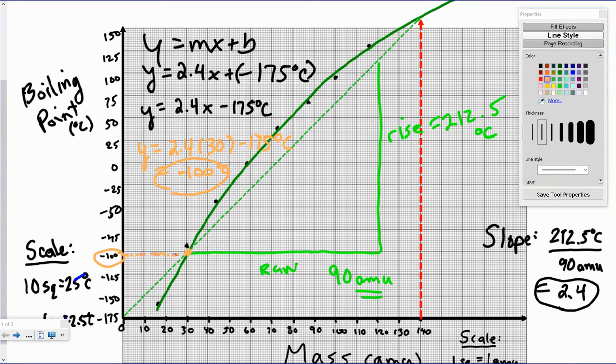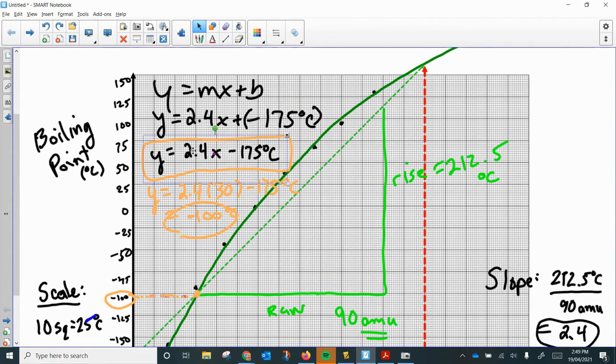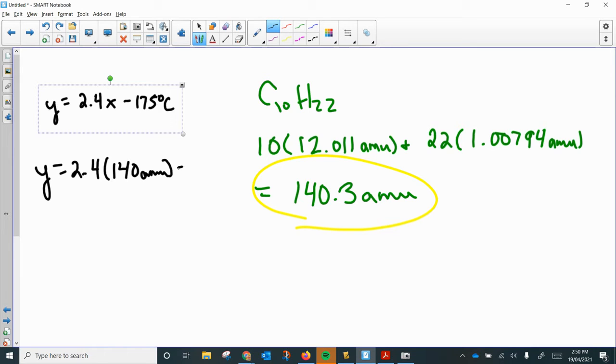So any x value, meaning any of our mass values down here, when we plug into this equation, we should be able to solve for its boiling point. Well, let's take a look. What was decane again? You might recall decane had an atomic mass of about 140 AMUs. So let's plug that into our equation. So y is equal to 2.4 times 140 AMUs minus 175 degrees C.